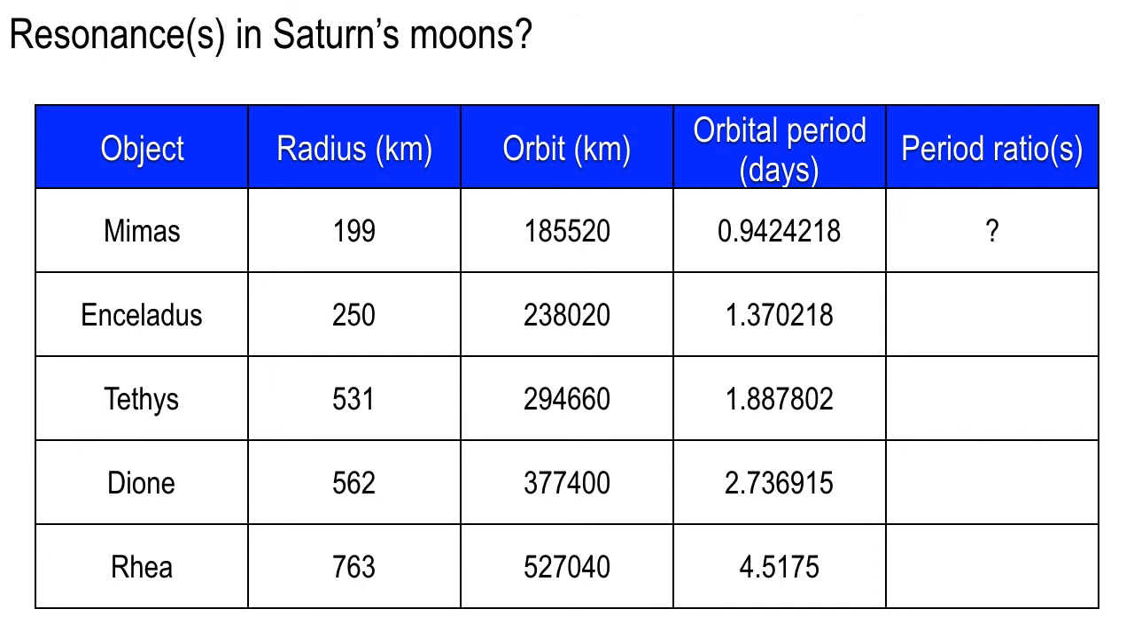Drew, do you see something? What do you see? 2 to 1 between Tethys and Mimas. Can you guys check this? 2 to 1. Tethys divided by Mimas. 1.99. Is that what you got? Okay, 1.99 is actually pretty good. All right, so make a note. Tethys and Mimas, 2 to 1. Tethys 2, Mimas 1, approximately. So that's going to give them some tidal interactions and some heating. Anybody see anything else in here? Any other 2 to 1s?